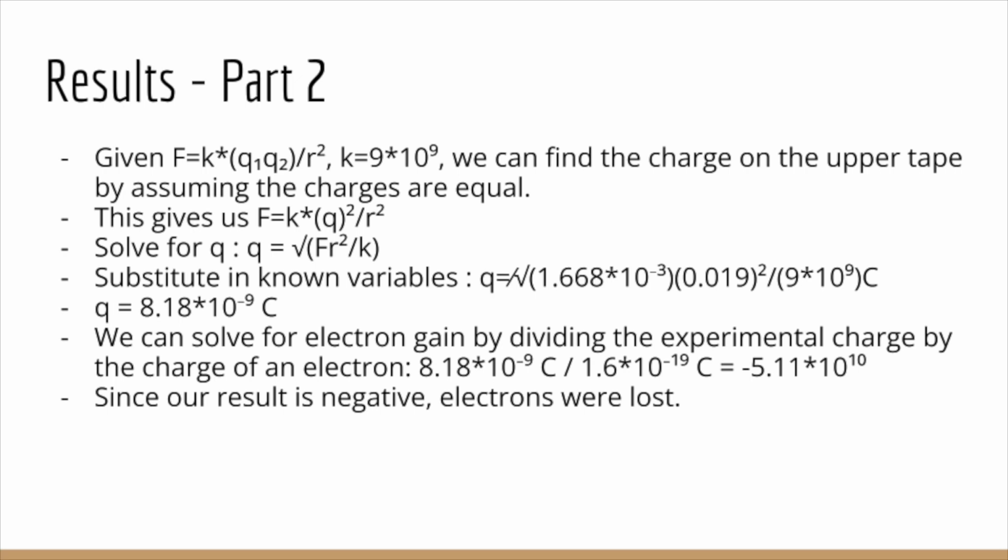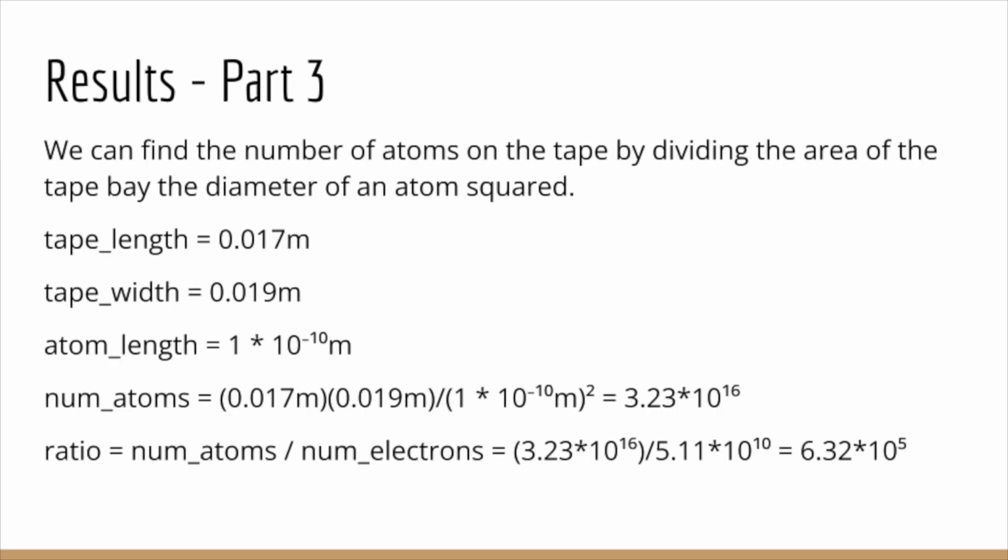We can solve for the electron gain by dividing the experimental charge by the charge of an electron. So we get negative 5.11 times 10 to the 10. Since our result is negative, we know that electrons must have been lost. In part 3 of the experiment, we can find the number of atoms on the tape by dividing the area of the tape by the diameter of the atom squared. You can see the calculation here, and we end up getting 6.32 times 10 to the 5th as our ratio, and 3.23 times 10 to the 16th atoms.